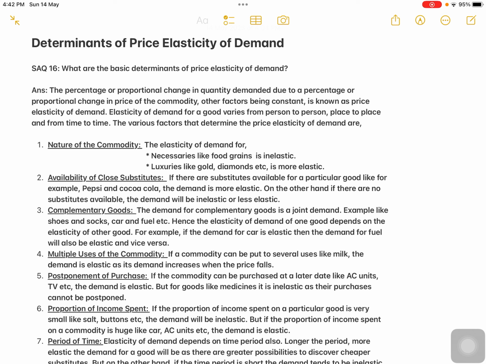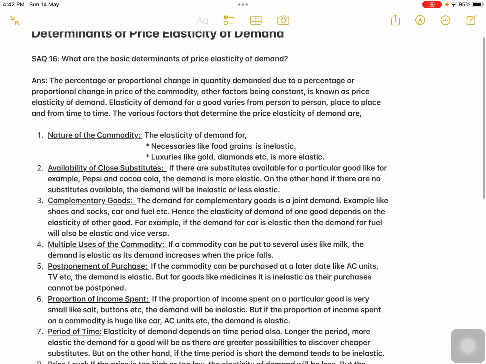But whereas luxuries like gold, diamonds, car, TV, anything, comforts, all those things, are not necessary for survival. If the price decreases a little bit, then we will increase the demand. Okay, so that means the demand is changing more than the change in price of the commodity, like a rubber band. Okay, the demand expands or contracts. So for those kinds of commodities, it is elastic.